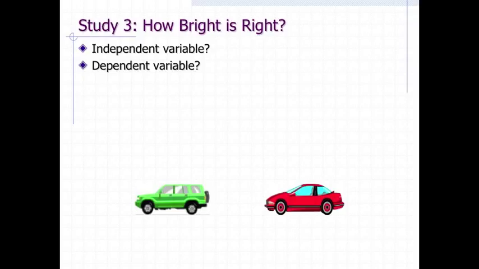Example 3. How bright is right? An automobile manufacturer wants to know how bright brake lights should be to minimize the time required for the driver of a following car to brake. What is the independent variable and what is the dependent variable? This is a more difficult example because fewer details are provided, giving you fewer clues.